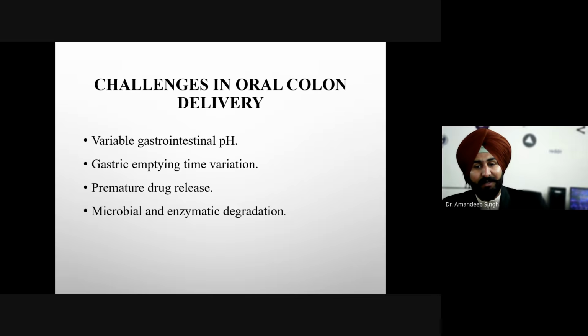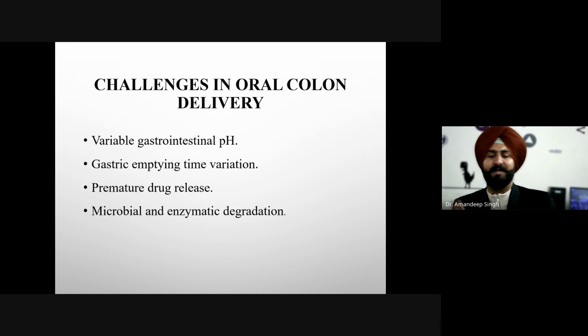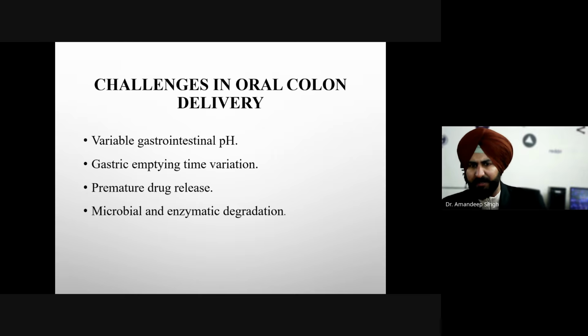First is the variable gastrointestinal pH. For example, when you are preparing any kind of formulation, it should be kept in consideration that it maintains its integrity in acidic pH. There should be enough enteric coating or a similar approach so that the drug is prevented from releasing at the stomach site. After that, it follows the small intestine and proceeds to the colon site, where, with the responsible enzymes, degradation of the polymer is also possible. The next important point is the gastric emptying time variation.